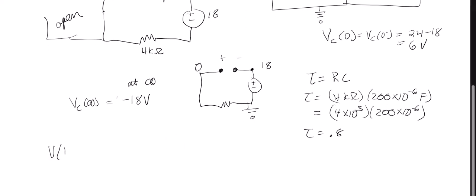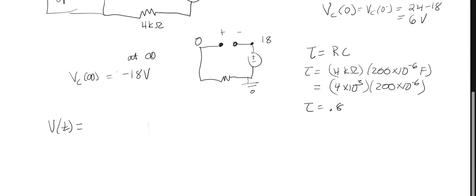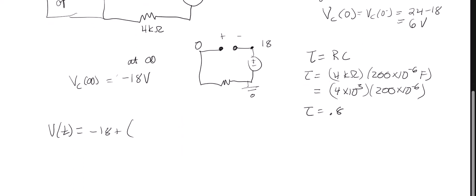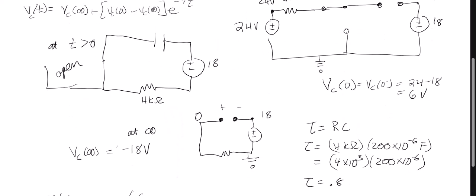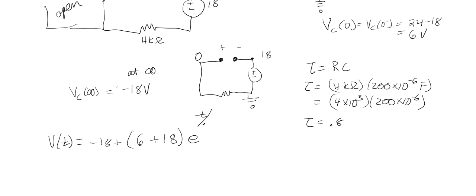So V of t equals VC at infinity, which is minus 18, plus VC at 0, which was 6, minus VC at infinity, which was minus 18, so this becomes plus 18, e to the minus t over tau.